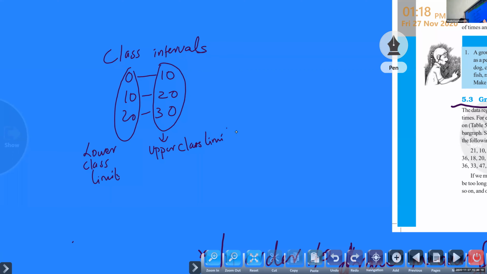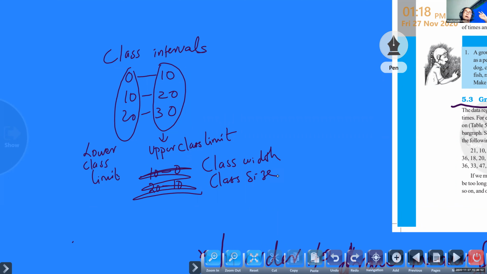The difference between the upper class limit and lower class limit, that is 10 minus 0 or 20 minus 10, is known as class width or class size. Understood up to this? What is a class? What are class limits? That is upper limit and lower limit, and class width.